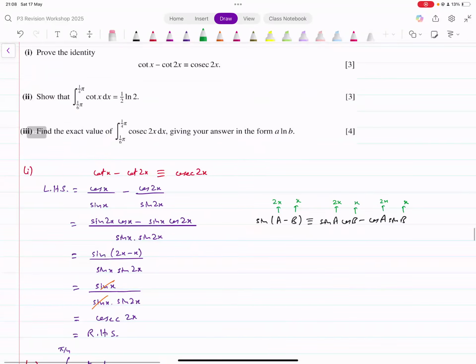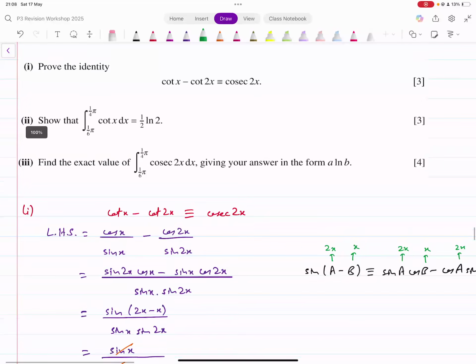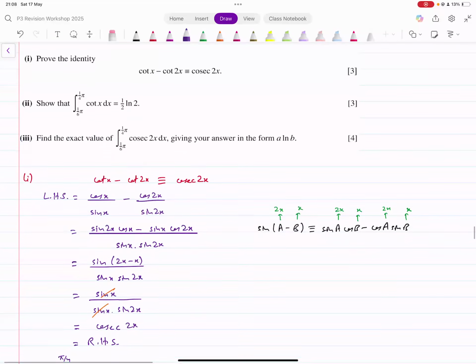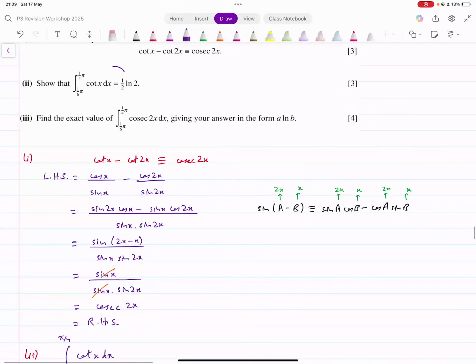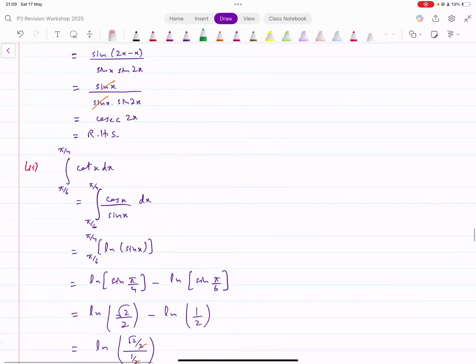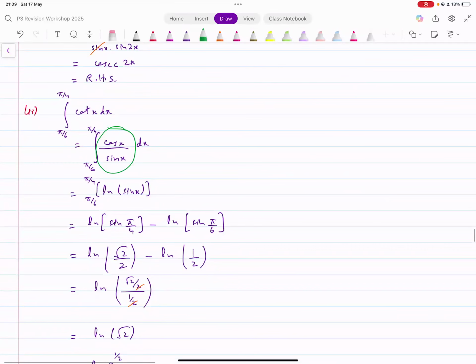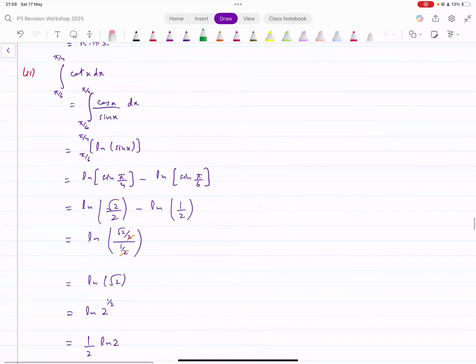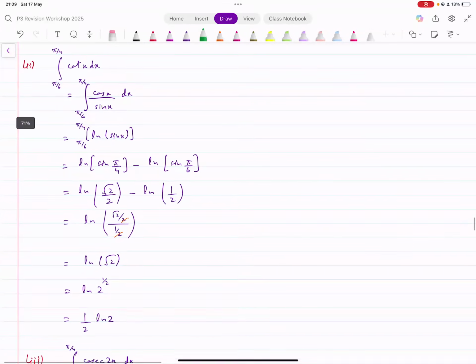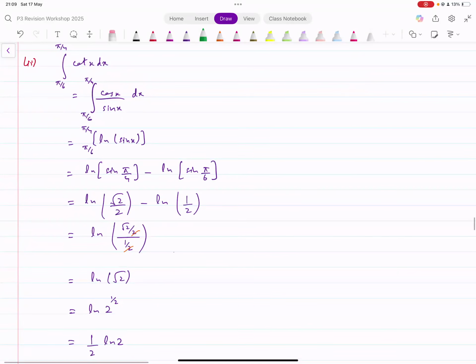Let's look at this example. In this case, in the first part, they asked you to prove this identity, and then they wanted you to integrate this. Cot x, how do you integrate cot x? Cos over sine. And then you input limits. Make sure that you use exact values because they want exact values from you, and you get the result from that like this.